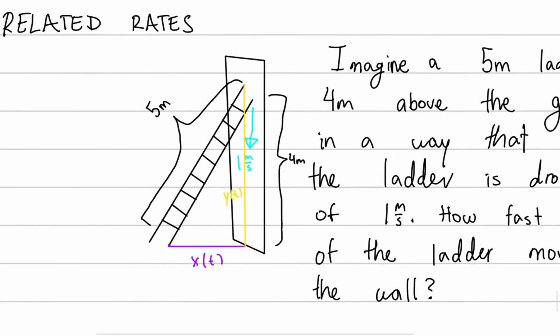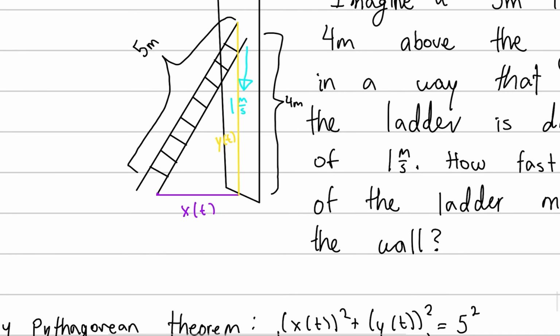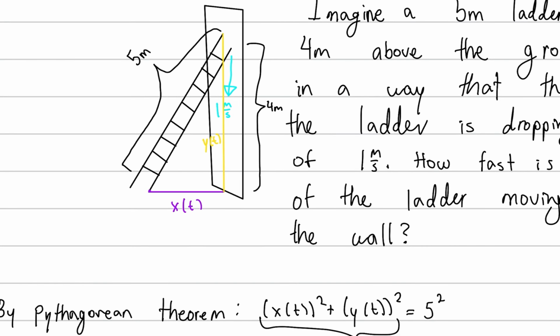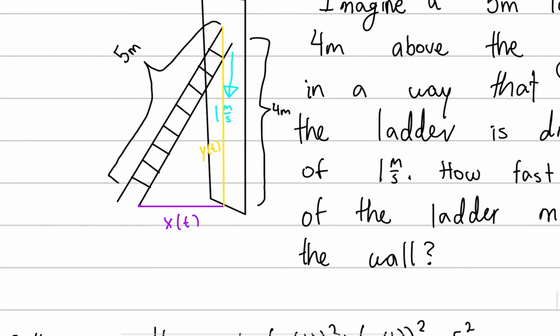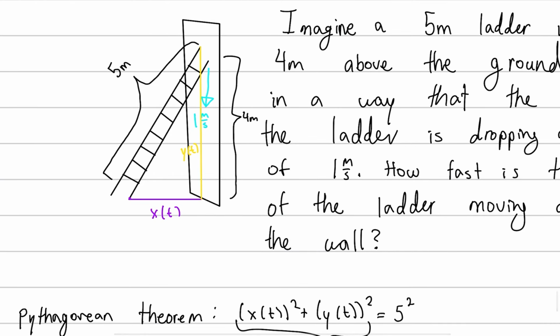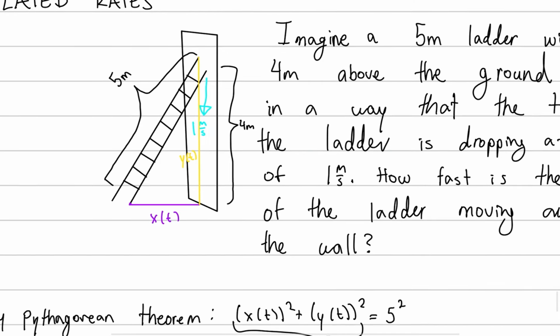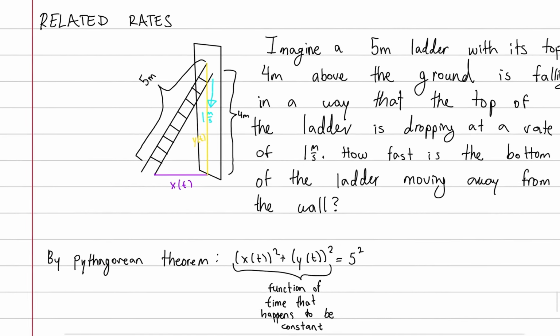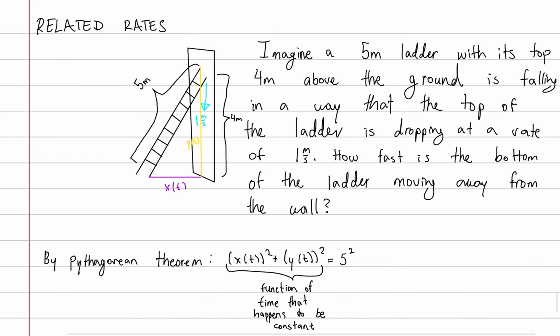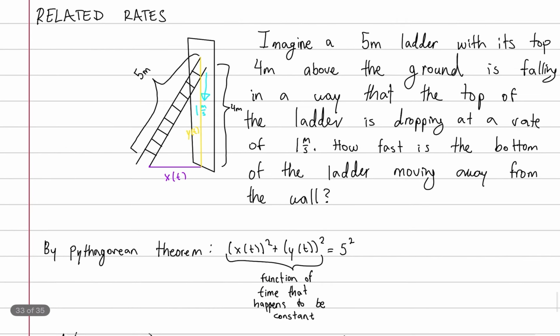Our first step is to label the height from the top to the bottom as y of t, and the distance from the bottom of the ladder to the wall as x of t. It always helps to label things to get our thoughts clear. Now we can relate x of t and y of t by the Pythagorean theorem: x of t squared plus y of t squared is 5 squared.